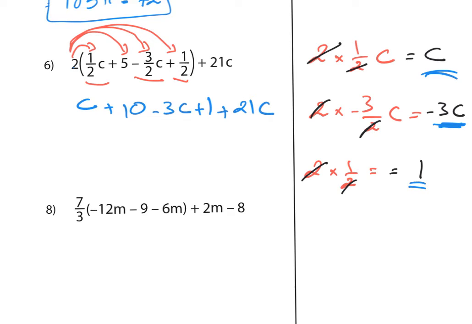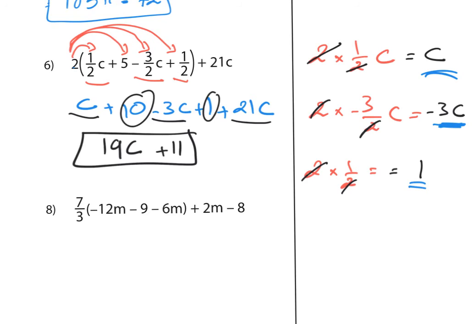plus 21c, right? Now we can combine c with negative 3c with 21c. So c minus 3c is negative 2c, and negative 2c plus 21c will be 19c. And we have 10 with 1, right? We're going to combine 10 and 1. So 10 plus 1 would be 11, right? So the answer will be 19c plus 11.